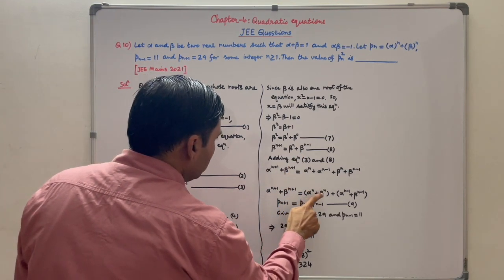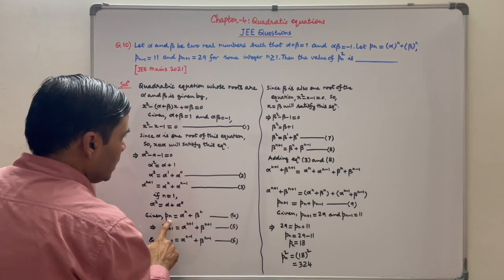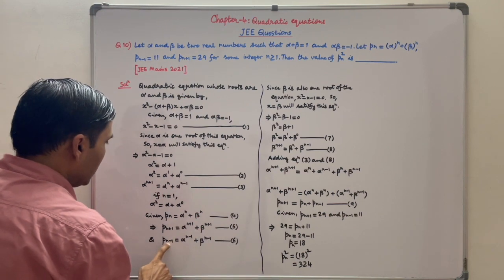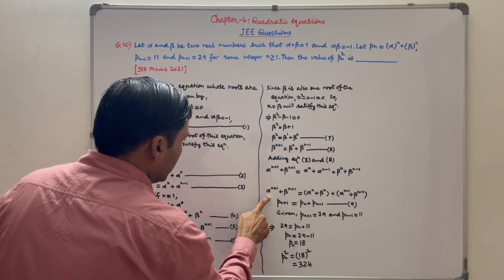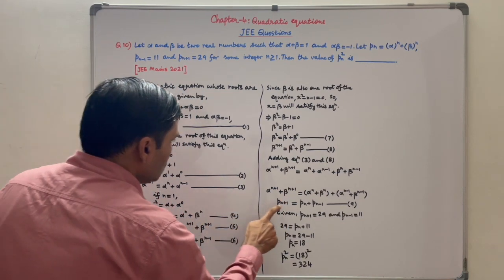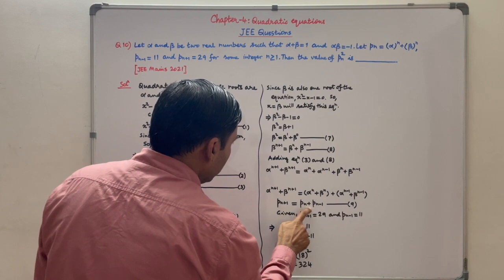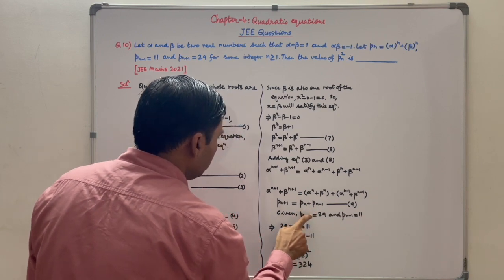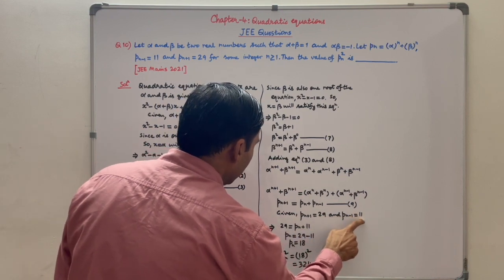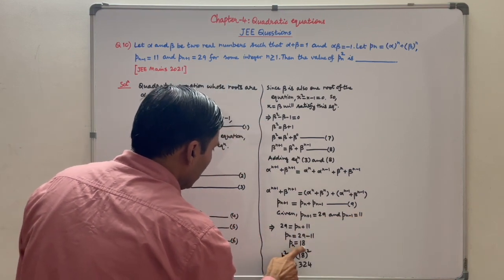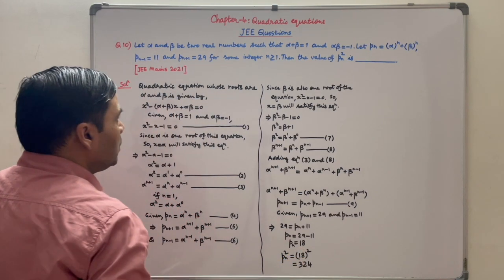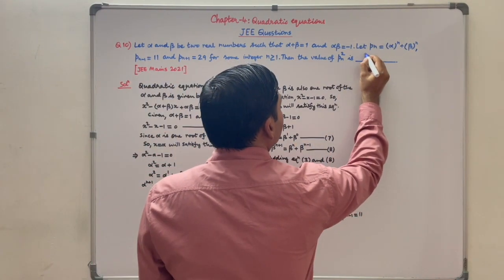Now alpha to power n plus beta to power n is equal to Pn. Alpha to power n minus 1 plus beta to power n minus 1 is equal to Pn minus 1. And alpha to power n plus 1 plus beta to power n plus 1 is equal to Pn plus 1. So Pn plus 1 is equal to Pn plus Pn minus 1. It is given that Pn plus 1 is equal to 29 and Pn minus 1 is equal to 11. So Pn is equal to 18 or Pn square is equal to 18 square, and that is 324. So we will fill 324 here.